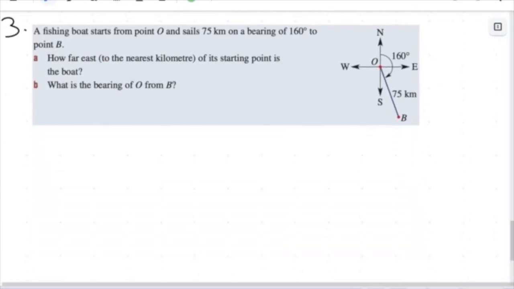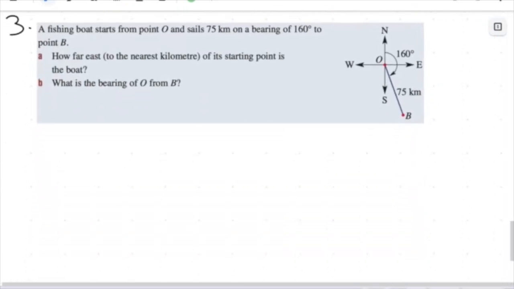All right, very last question. This is going to be a little bit trickier and a bit wordier, but let's have a go at it together. Now we have a fishing boat sails from point O and sails 75 kilometers on a bearing of 160 degrees to point B. How far east to the nearest kilometer of its starting point is the boat? So how far east have we traveled? And what is the bearing of O from B?